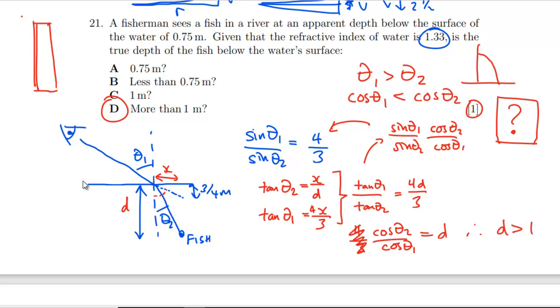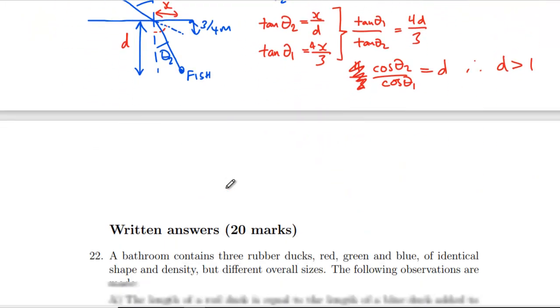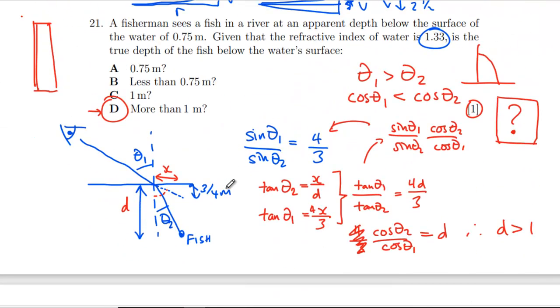But I'm sticking with D. I reckon D's pretty good on that. That, I think, is the final one in the multiple choice questions. So I'll be back for the written answers, although it feels as though I've already started them with this question. I'll be back in the next video with those.